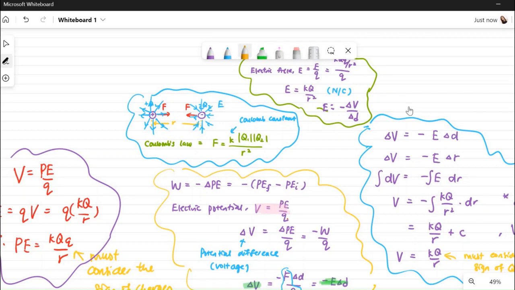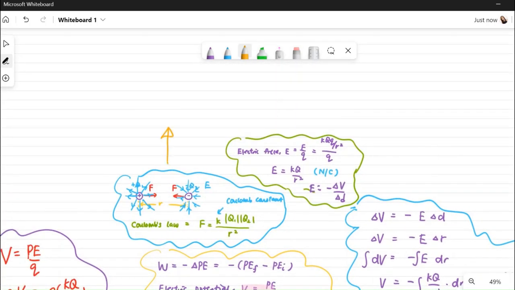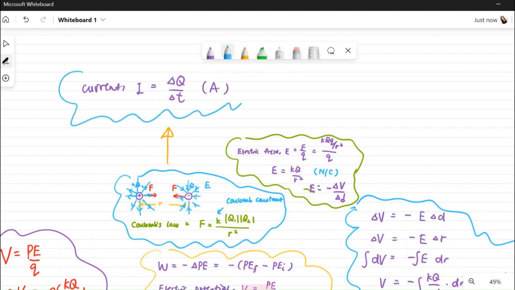Now, when charge is moving through a conductor, current will be produced in the conductor. So we define current I as the rate of flow of charge. The unit is the ampere. So this is the definition of current, the rate of flow of charge.